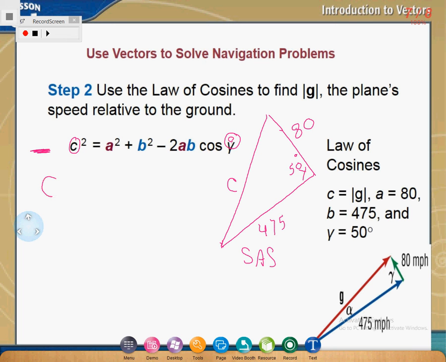So let's see. C, I don't know how much. A is one of these. It's up to you which one you want to start with. Here we started with A equals 80. So 80 squared plus B, the other one, 475 squared. You can put brackets if you want.